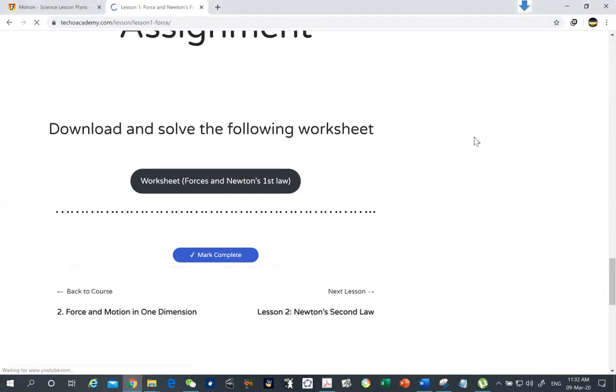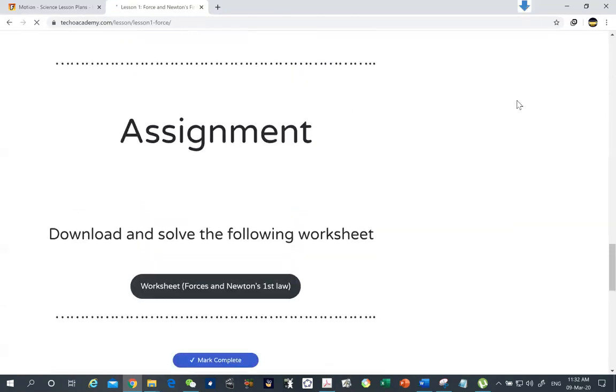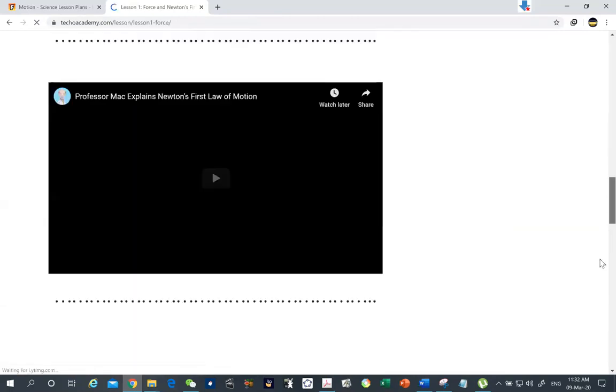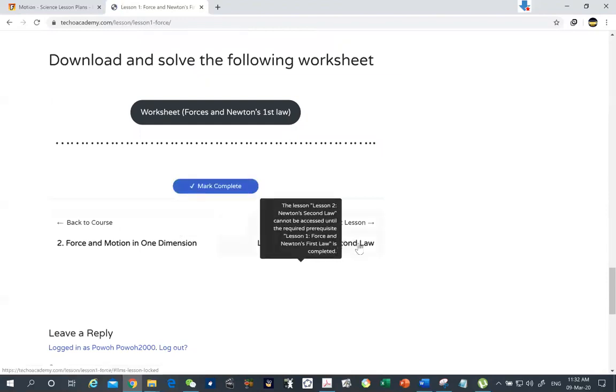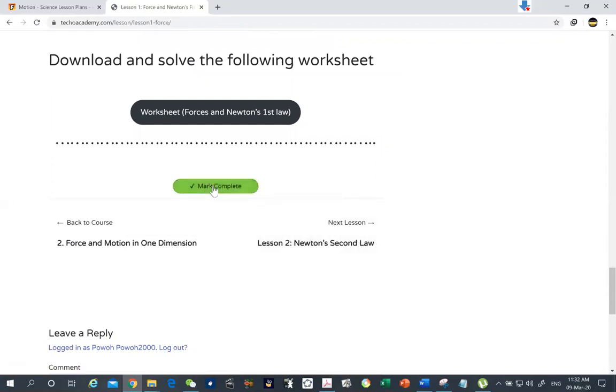Remember, some of you have been having problems with this website, and the reason is that when you finish a lesson, you must click this button, Mark complete. You cannot move to the next lesson until you mark this button complete. So when you finish watching all the videos and doing the exercises, click mark complete, then you can move to the next lesson, all right?